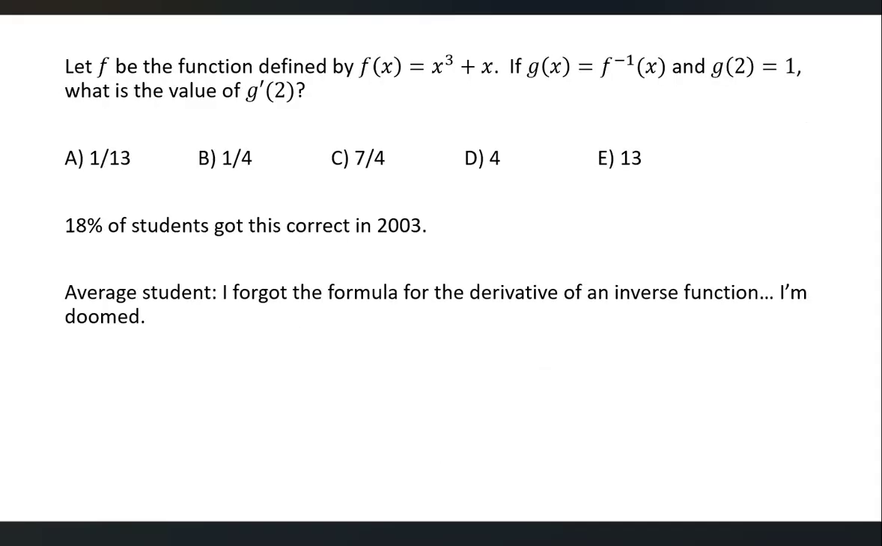All right, next, let f be the function defined by f of x equals x cubed plus x. If g of x is the inverse of f of x and g of 2 equals 1, what is the value of g prime of 2? So 18% of students got this correct, a little bit worse than randomly guessing, or about there, okay? So the average student, this was actually me in the past, I forgot the formula for the derivative of an inverse function, so I'm doomed. I don't know how to answer this question. I can only randomly guess. This was actually me in the past, okay?